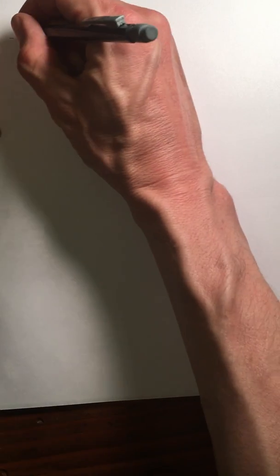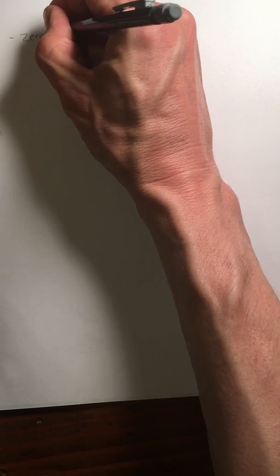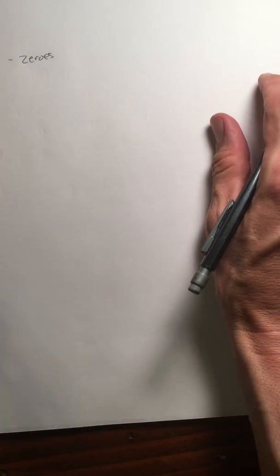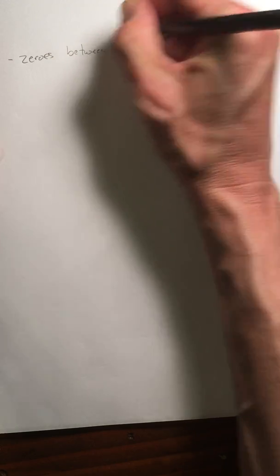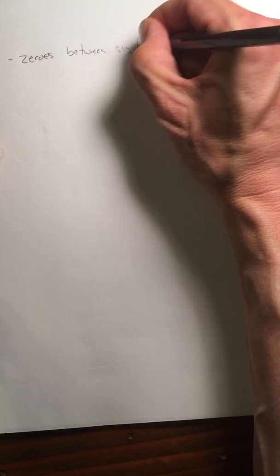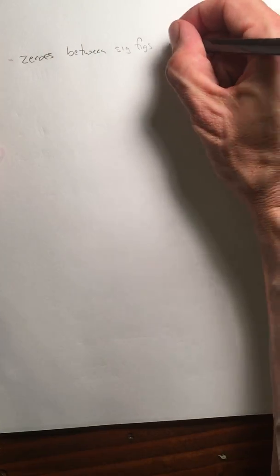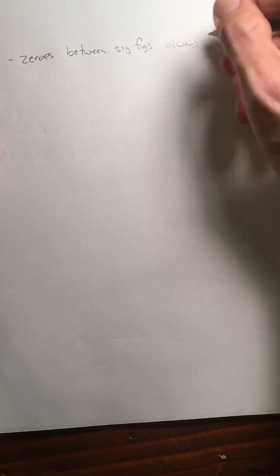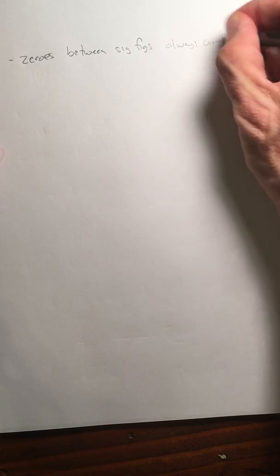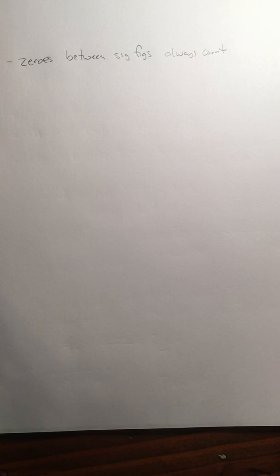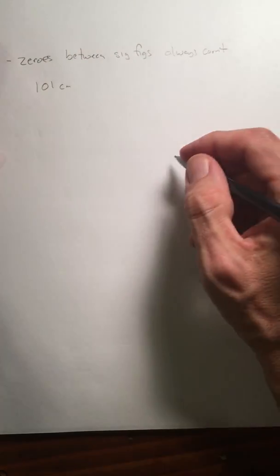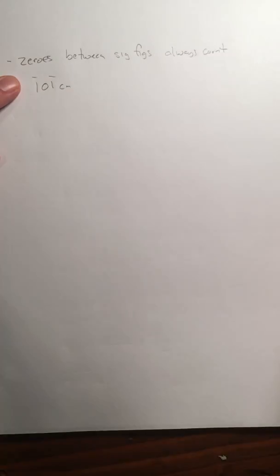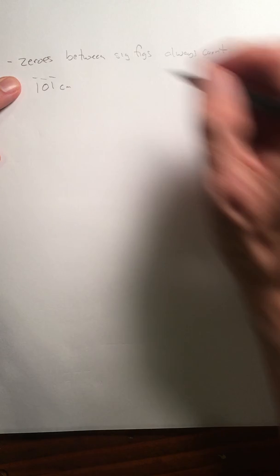So the third piece you need to know is that zeros that are found between sig figs always count. Okay, so those ones will always count. And let's look at an example here. If I have 101 centimeters, the ones both count because they're digits. The 0 counts because it's between them.